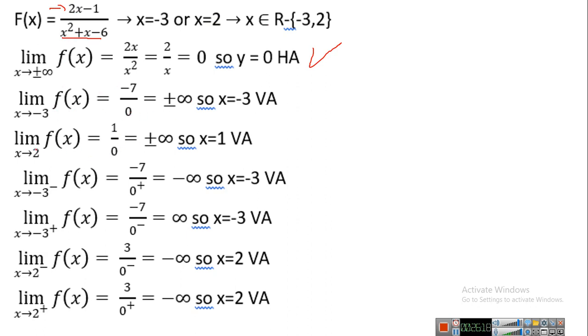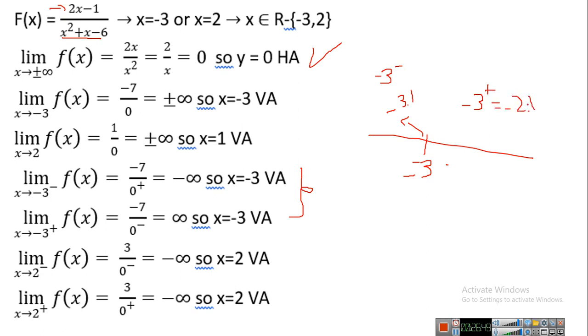Let me check for minus 3 plus and minus. What is minus 3 minus? Smaller than minus 3, right? Less than minus 3, you can take an example of minus 3.1. Minus 3 plus is more than minus 3. More than minus 3, you can take minus 2.1 to minus 2.9, and use it in the calculator.